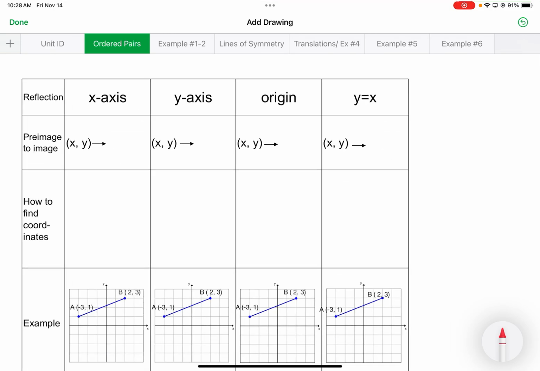All right, so I've got a table here which we're going to use to organize all of our rules for reflections. We focus on 4 main types of reflections. We'll do a 5th type of reflection as well. We'll do that soon.